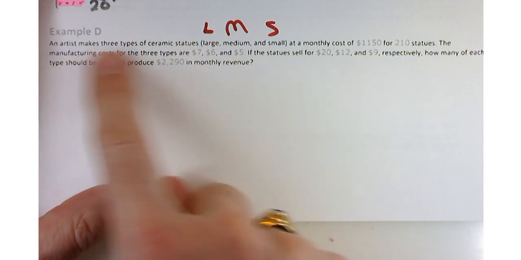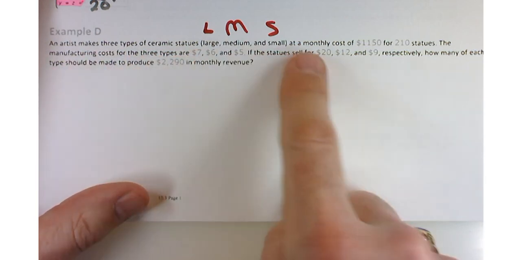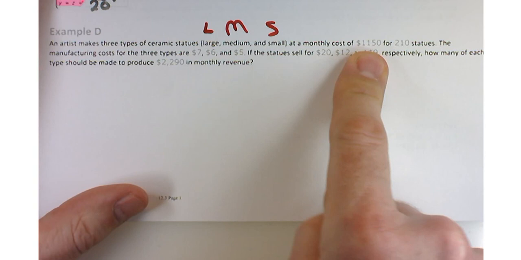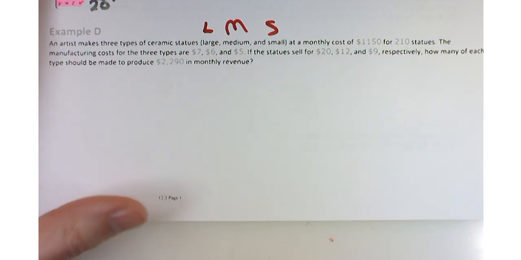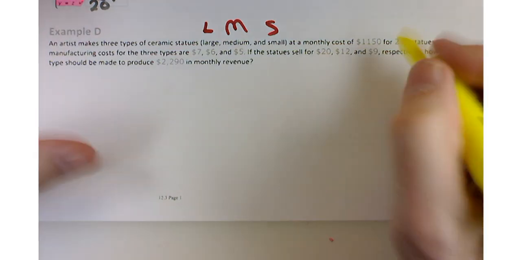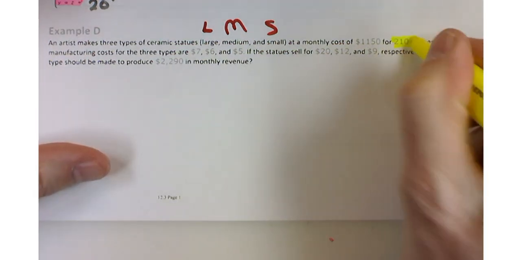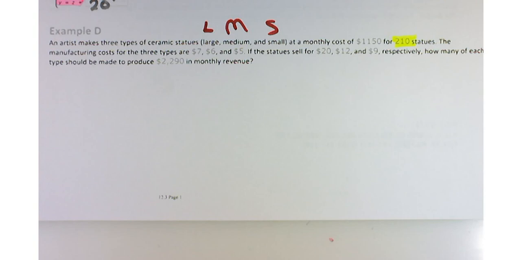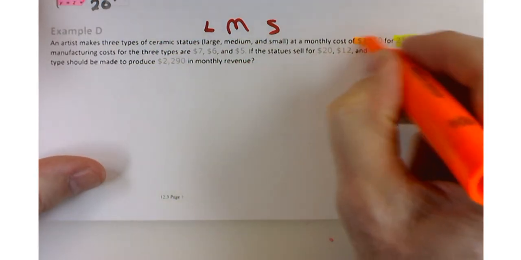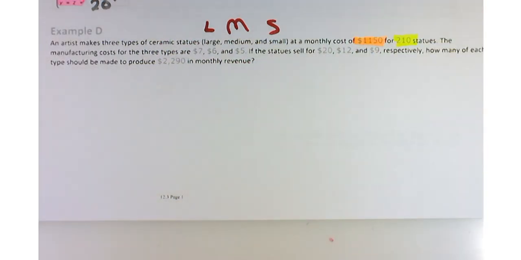So he makes these 3 types of statues at a monthly cost of $1,150 for 210 statues. Those are both different little facts here that we're going to have to put together so we can come up with a system of equations. So I'll put those in different colors. The manufacturing costs for the three types are 7, 6, and 5 respectively.